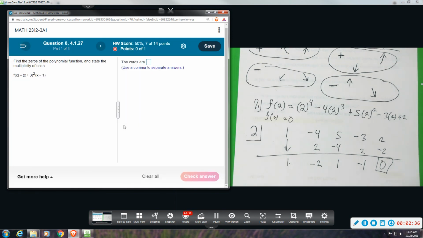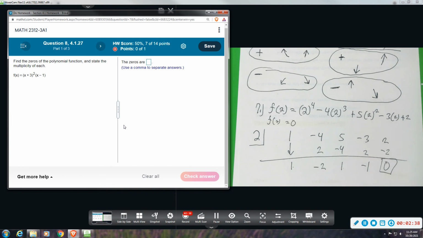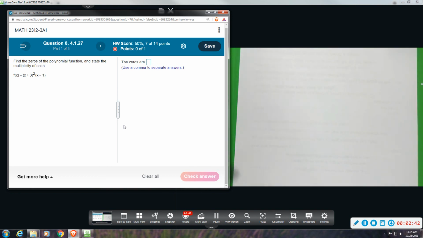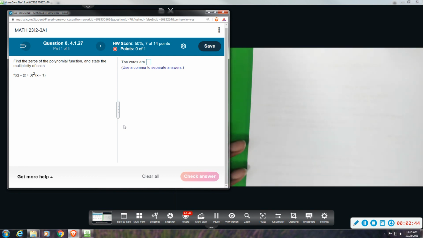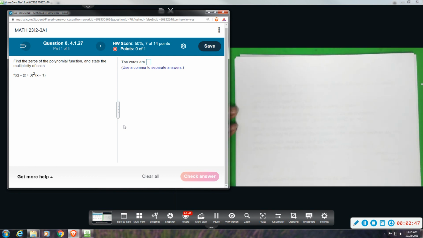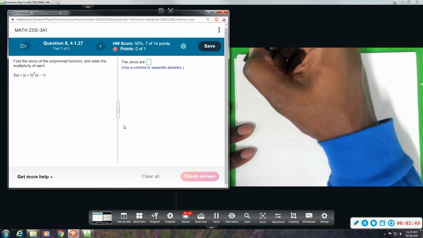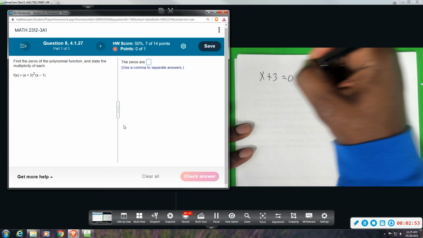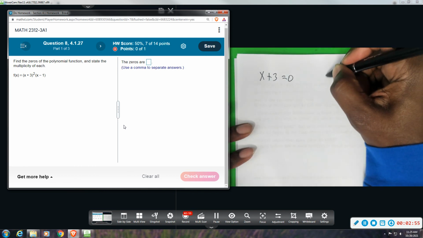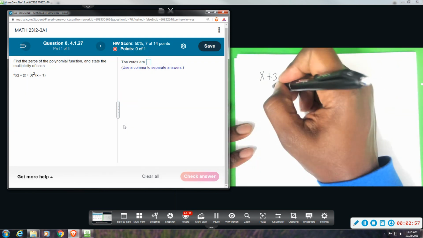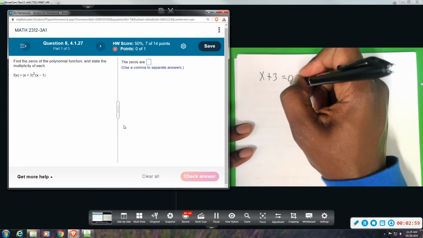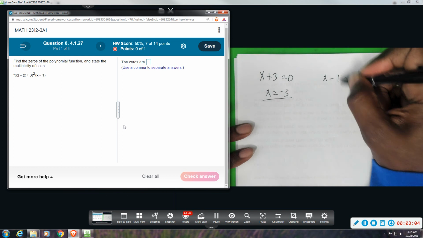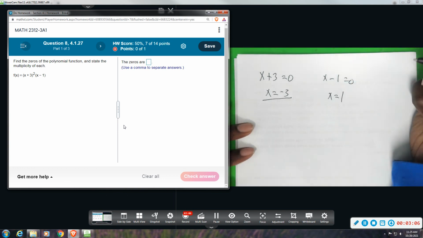Okay, number 8, we want to find the zeros and state the multiplicity. Okay, so it's already put in linear factors for us. So all we need to do is set them equal to 0. So we have this x plus 3. Set it equal to 0, and then you have x minus 1. So subtract 3, and we get negative 3 is a 0, add 1, and we get 1 is a 0.